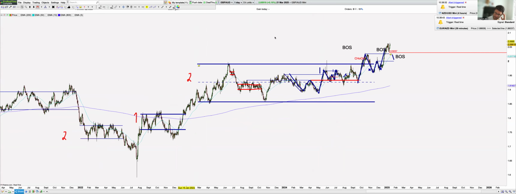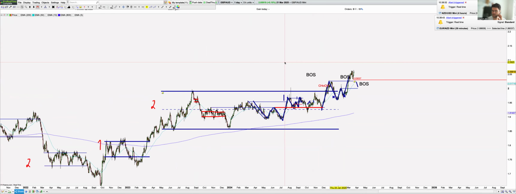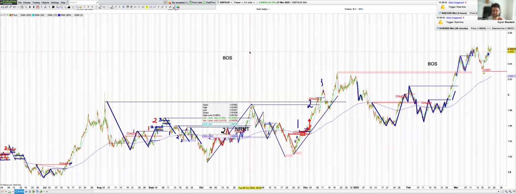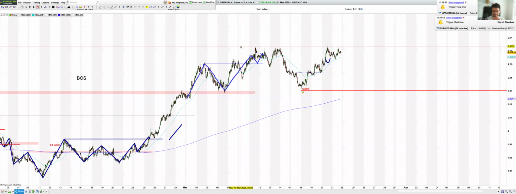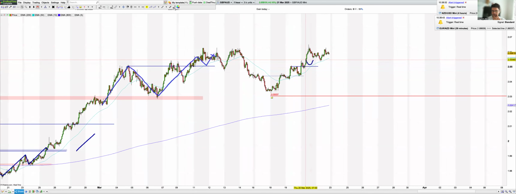GBPAUD, again, beautiful pattern. Level 1, level 2, higher highs, higher lows, off the 50. Much like Euro AUD and Euro NZD, that is a top looking structure, trading in the direction of the trend. Absolutely missed this. Beautiful trade. Missed it. So I now need to wait for the break retest situation of the previous high, which I will do with a reminder above it.